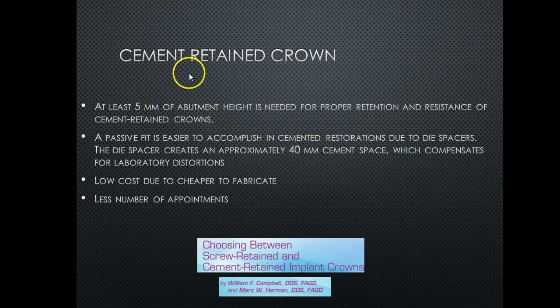The other advantage of the cement retain would be its low cost, because it's cheaper to fabricate, and you need fewer visits and less time during the visits when you're putting in the cement retain crown, because it can passively fit in nicely, doesn't have to be perfect, and any distortion can actually be filled up by the cement.